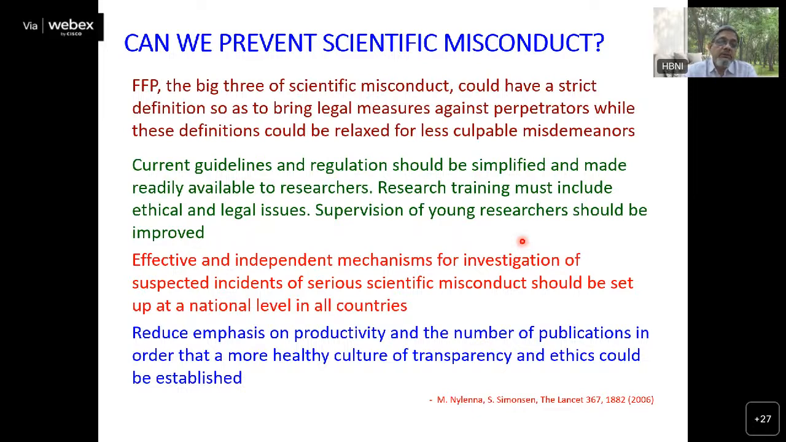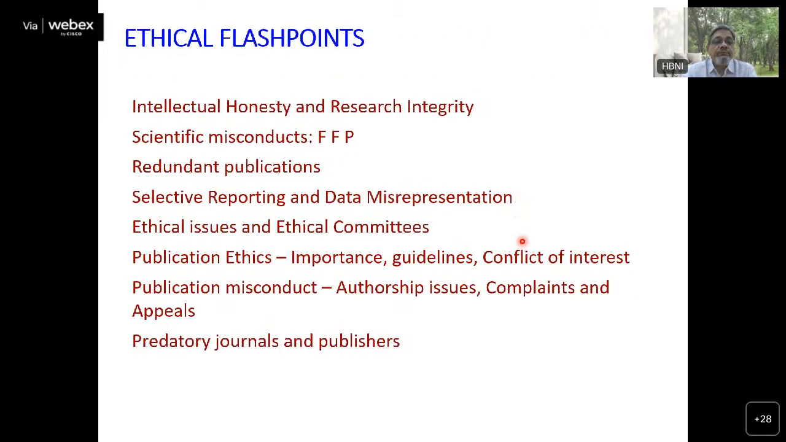Then finally, of course, one should reduce emphasis on the number of publications. Okay. See, that has given rise to a lot of problems, a lot of issues and misconduct. So if only this emphasis on a publish-or-perish kind of attitude is reduced, it can definitely result in a more healthy culture of transparency, and proper ethics could be established.